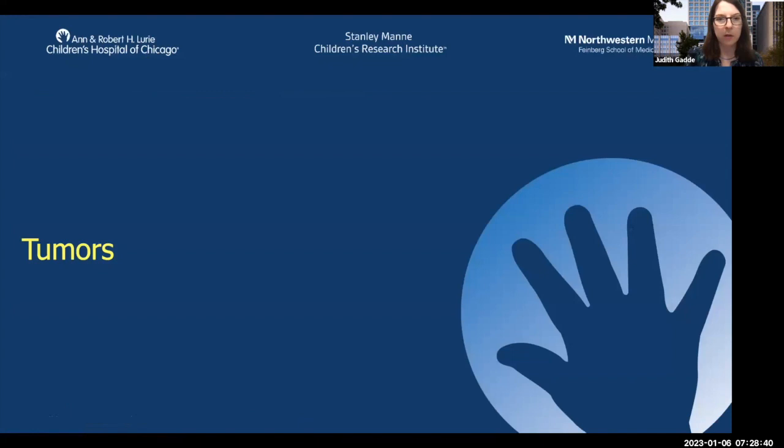So moving on to tumors, of course, a lot of these findings, including the tumors, will often be seen in adults as well.